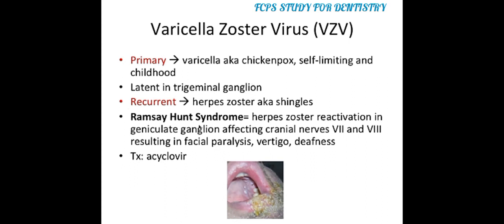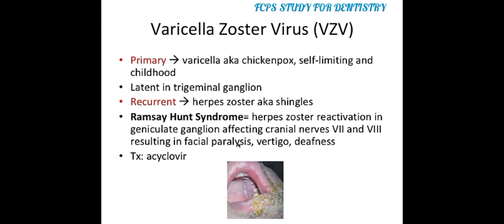And if it is reactivated by any of the same things we mentioned in the last slide, stress, sunlight, immunosuppression, it can rear its head as a recurrent infection, and this would be known as herpes zoster, or more commonly, shingles. And you can kind of see where this virus gets its name, or at least shares its name, with the two manifestations it has, the primary infection, varicella, and the recurrent infection, zoster.